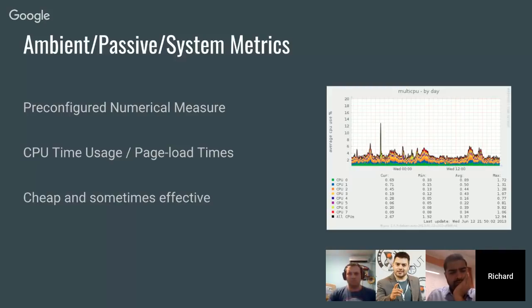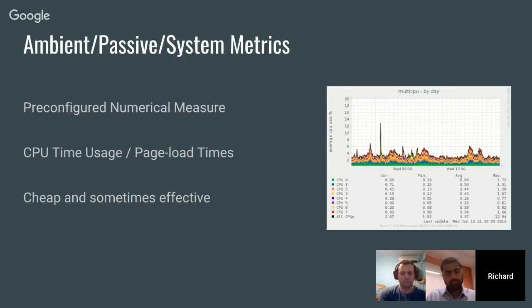What these are is a pre-configured numerical measure, a number that you get periodically coming out of your system. For example, they could tell you how much of your CPU is being used in a given time period, and then you can use a time series query engine, database, or graphing system to plot these metrics and see how they come out of your system. A lot of software out there will give you these kinds of system metrics, and they can be really useful, right?